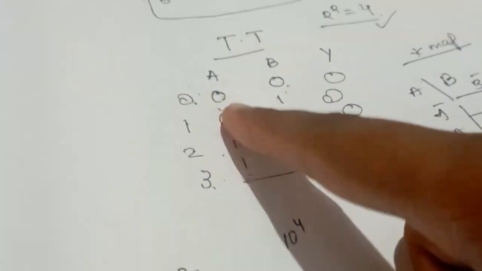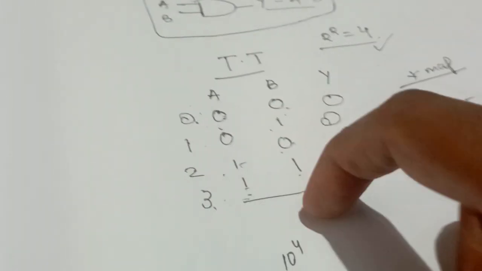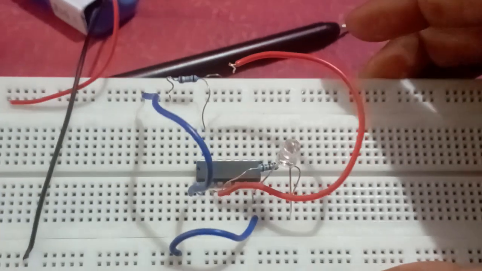So all the inputs of the AND gate are verified here: 0 0 0, 0 1 0, 1 0 0, 1 1 1. So this was what the video was all about.